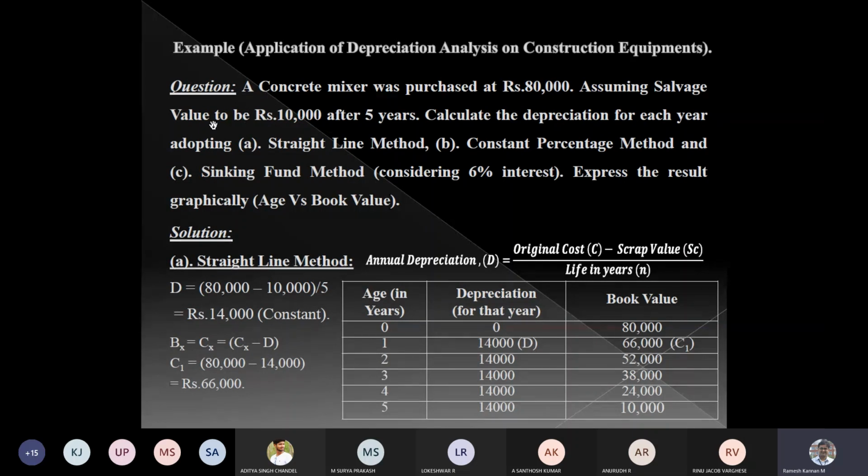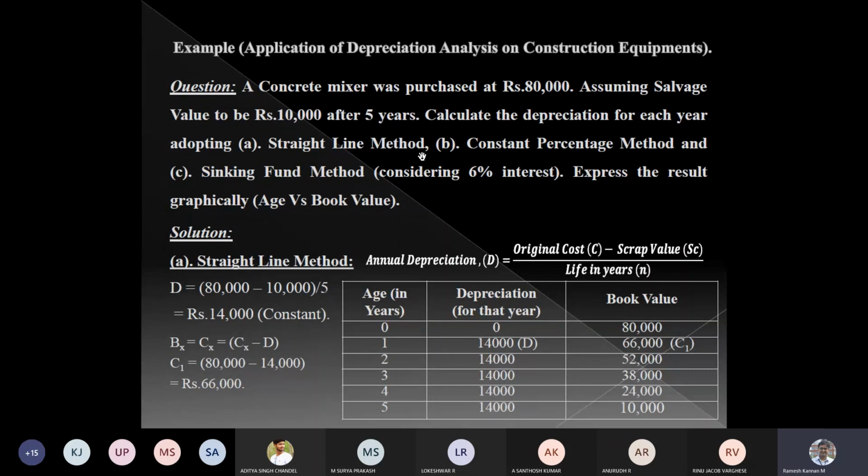Salvage value is the value without being dismantled, or the scrap value. It is 10,000 rupees after 5 years. So the salvage value of the 80,000 item after 5 years, n equal to 5 years, is 10,000 rupees. Calculate the depreciation for each year. If I want to sell this 80,000 equipment after 5 years, it will be 10,000 rupees. So what is the depreciation? If I want to sell it in the first year, second year, what will be the price of the concrete mixer? That's the basic logic, right?